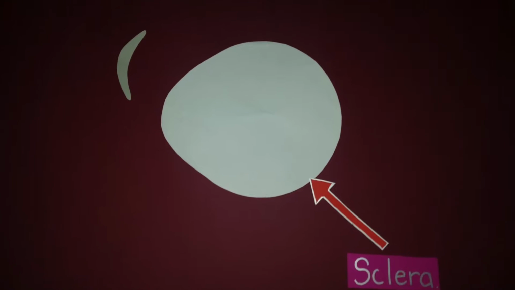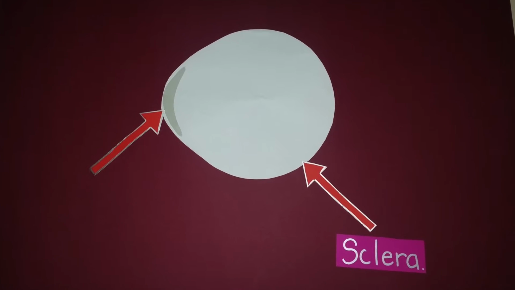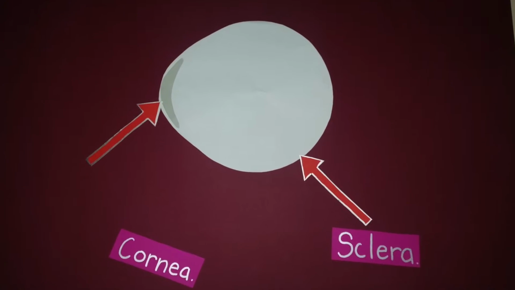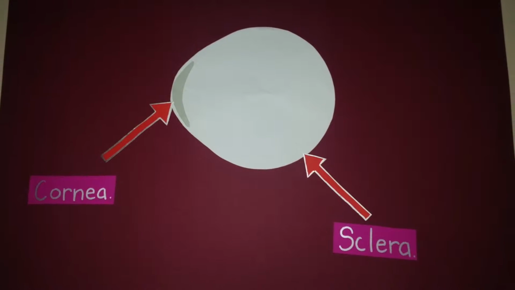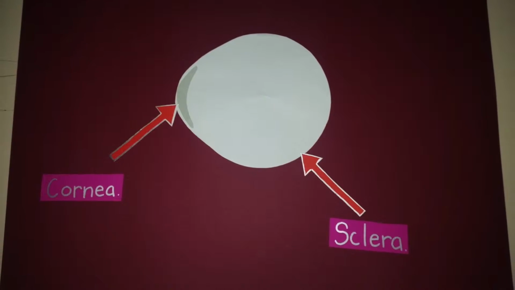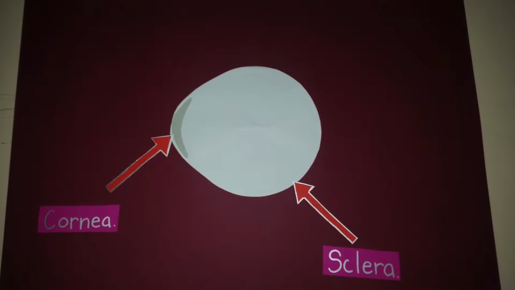The next part of the eye is called the cornea. As you can see, the cornea is situated within the sclera and protrudes due to the shape of the aqueous humor that sits behind it. This also acts as an extra layer of protection that covers the iris and the pupil.